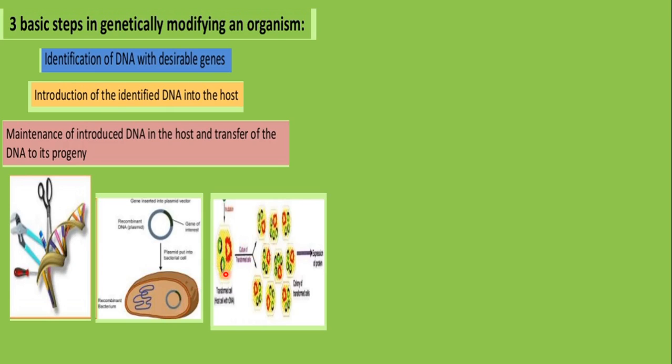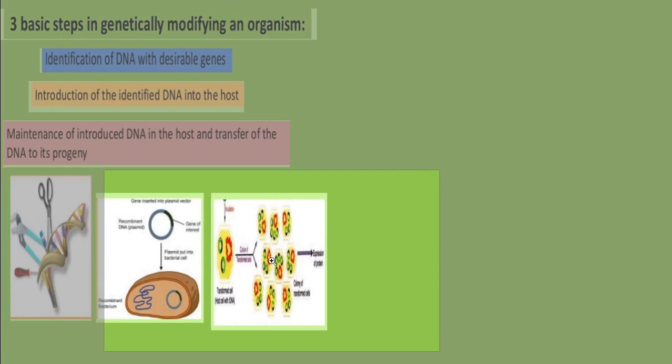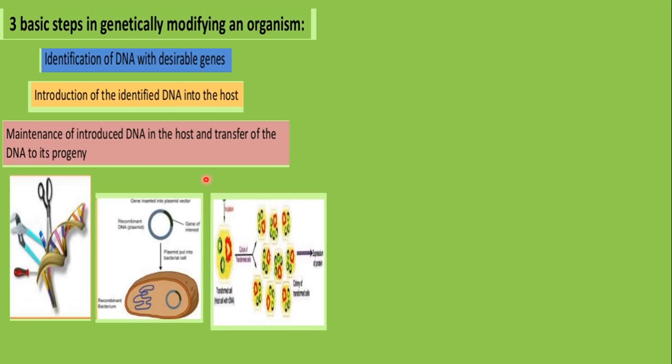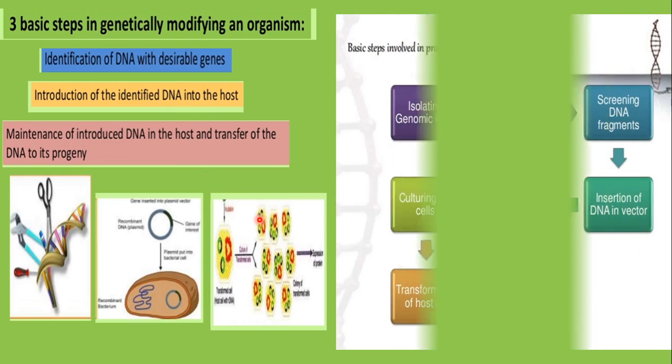As you can see in the picture shown here, this is the transformed host cell. Now it is dividing. As it divides, this red one is the new DNA. Now the new DNA is getting transferred even to the new progenies, the new offspring. So it has to be transferred. Only then can we say that we are capable of maintaining it in the new organism.